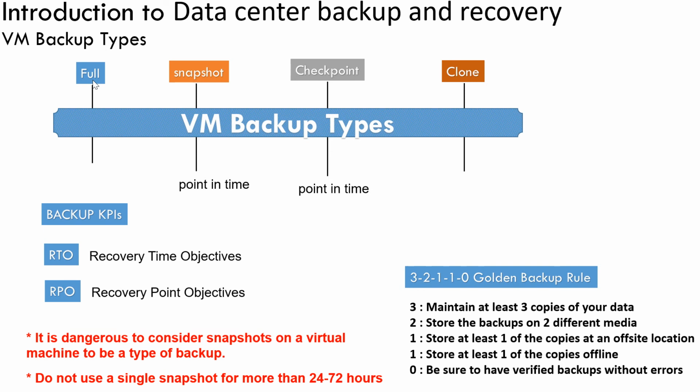Okay, there is a golden backup rule, 3-2-1-1-0. It means you maintain three backup copies of your data, store the backup on two different media, store at least one backup copy at an offsite location, and store at least one of the copies offline. Zero means you make sure to have verified backups without errors.